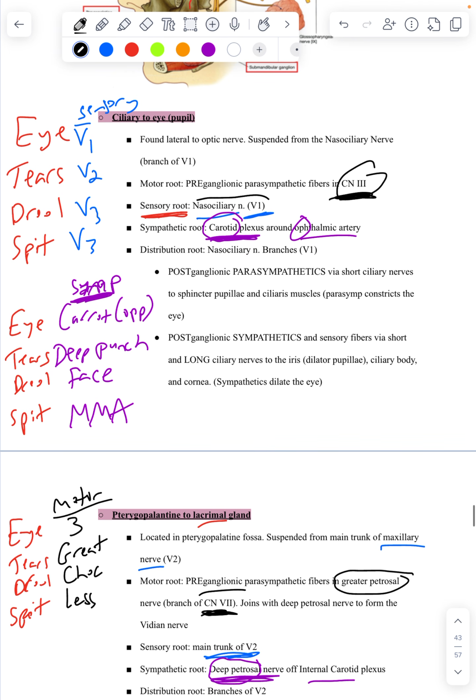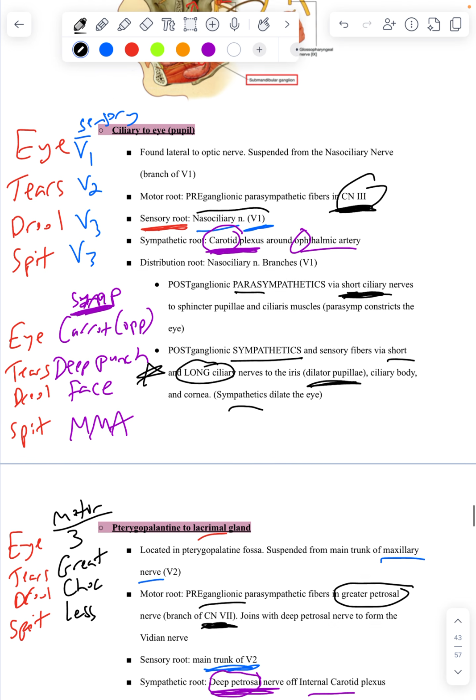If not, it's okay. And then this is what I was talking about earlier. So for the ciliary to V1, we were talking about the short versus long. The short ciliary will do parasympathetic because you're making the pupil smaller. So if you're making it smaller, you just need the short ones. But if you're making it bigger, so dilating it, you need both short and long. So that's the key difference between those two. It's for sympathetics, dilating the eye.